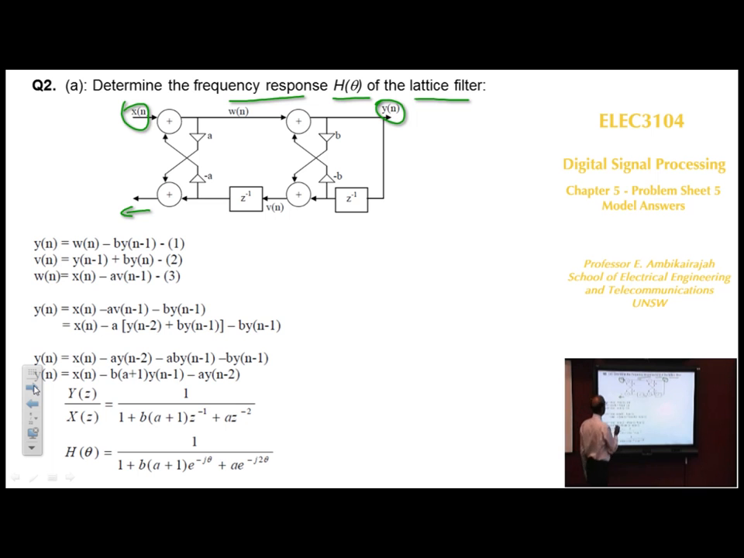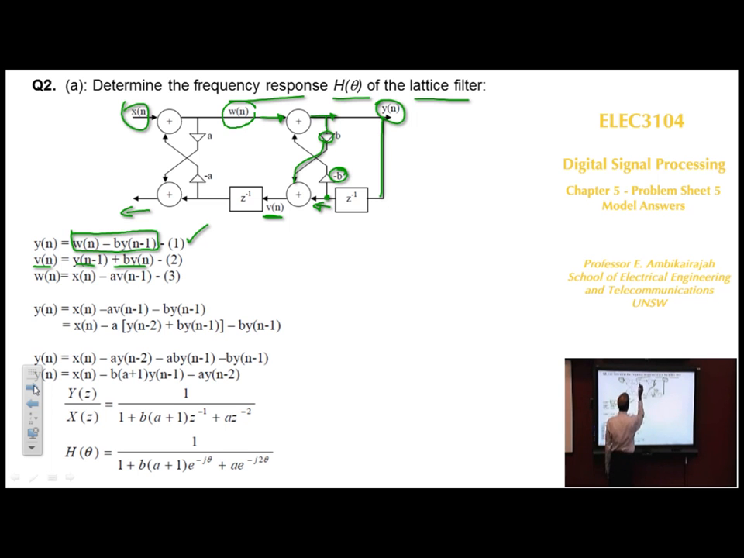So first we write the equation for yn. That's the first equation. yn is equal to wn coming in plus yn minus 1 multiplied by minus b. So wn plus yn minus 1. That's the first one. Then vn, we'll write something for this one. This is equal to yn minus 1 coming through here plus yn multiplied by b. So yn minus 1 plus b yn. And the third one is wn.